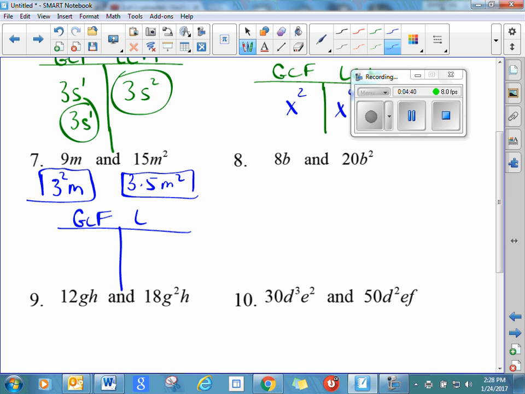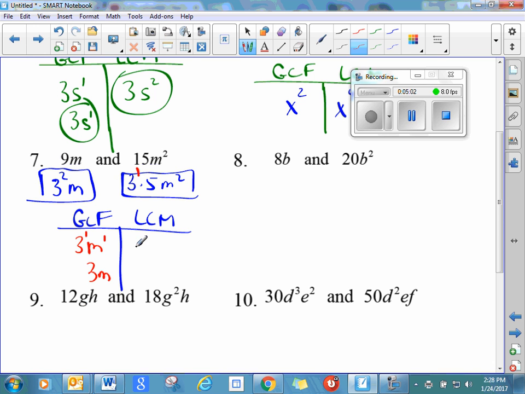GCF, LCM. Okay, GCF. What do I see in common? I see a base of 3, and I see a base of m. The lowest exponent I see on 3 is this guy over here, 3 to the first. And m, right here, m to the first. I'm done. 3m is the GCF.